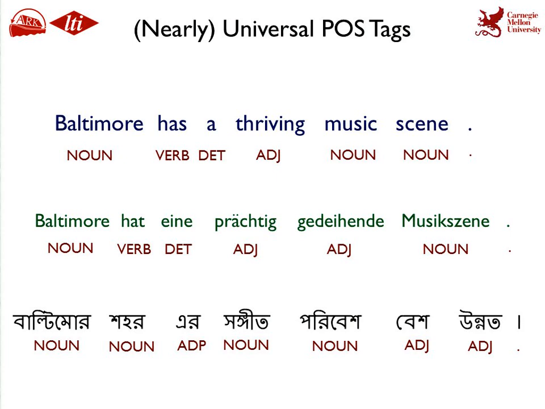So this just says that these more or less generalize across languages, and it is useful because we can transfer information from one language to another by means of these coarse tag sets.